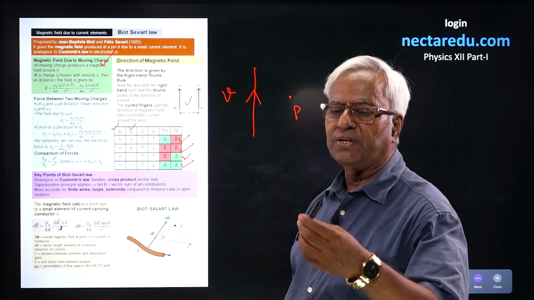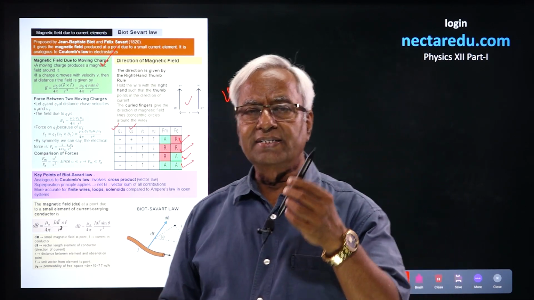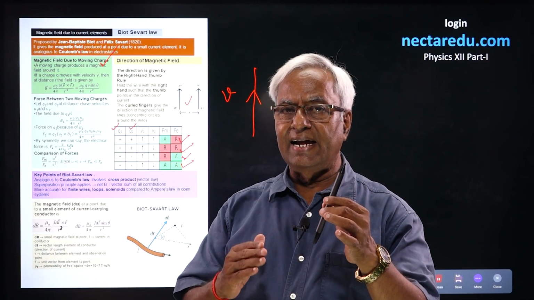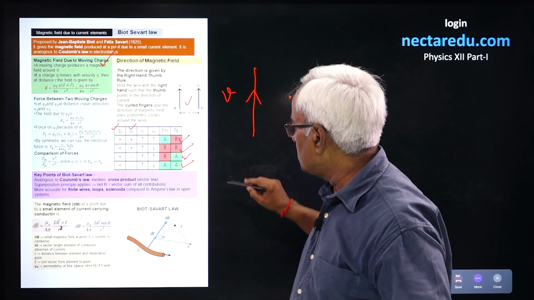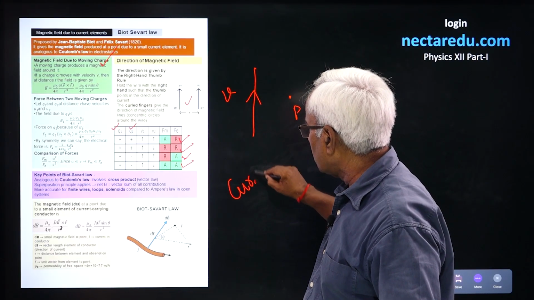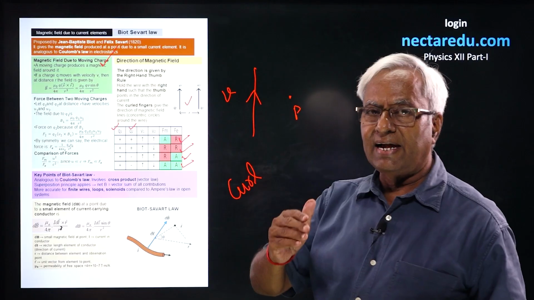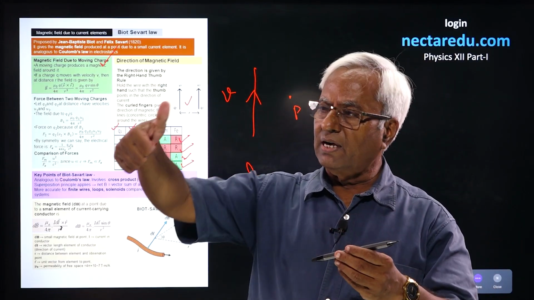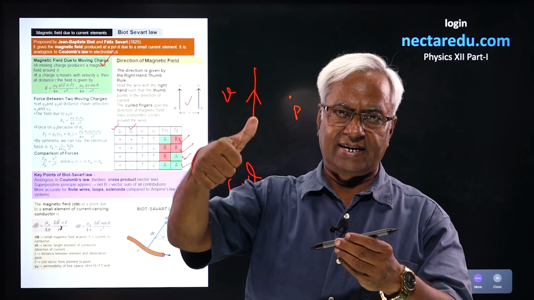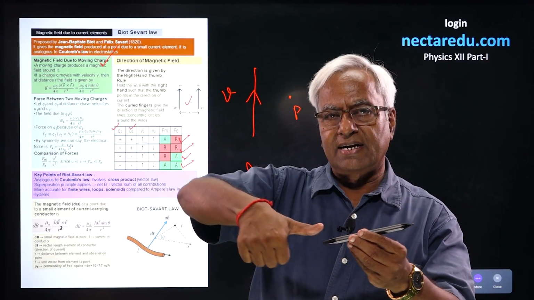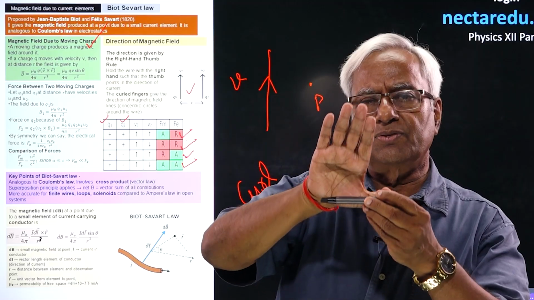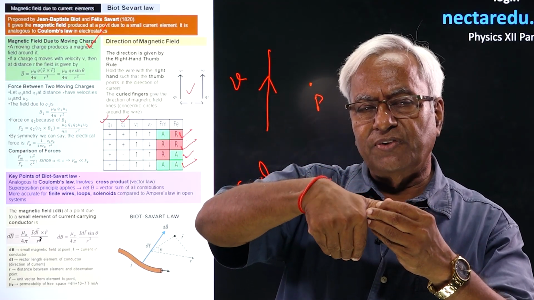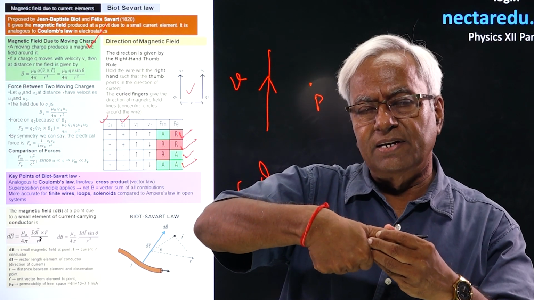Then you have to follow the right hand curl rule. Listen again, right hand curl. Curl means to rotate, C-U-R-L. Right hand curl rule, what does it say? You put the thumb of your right hand in the direction of the current. Then you curl your right hand fingers, and these rotating fingers will give the direction of magnetic field.